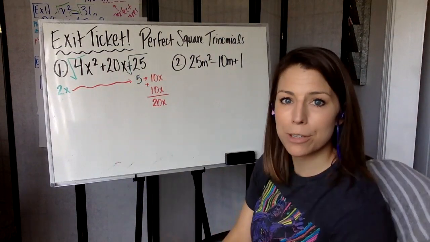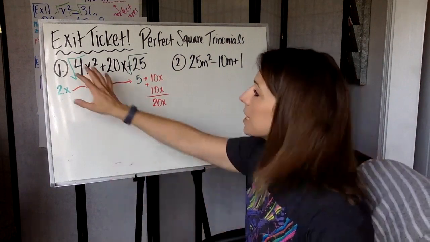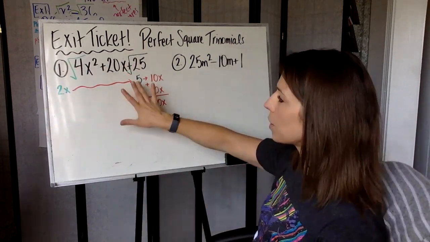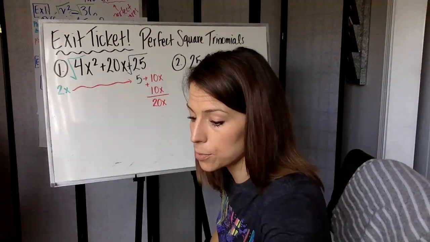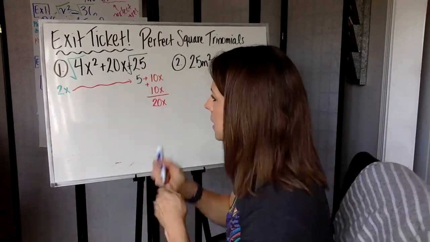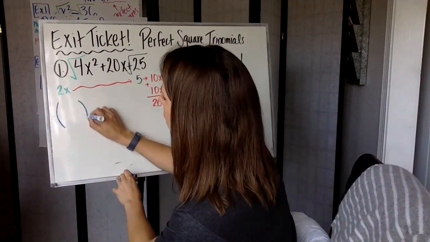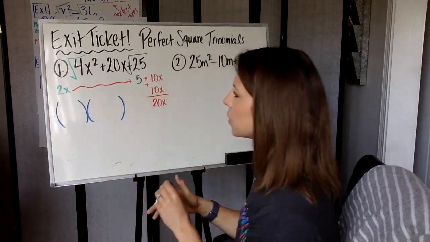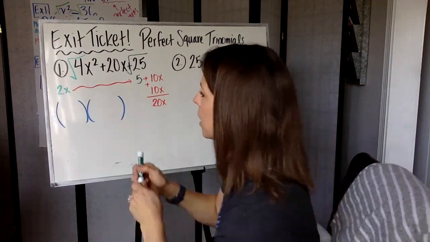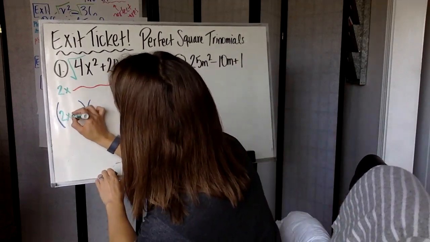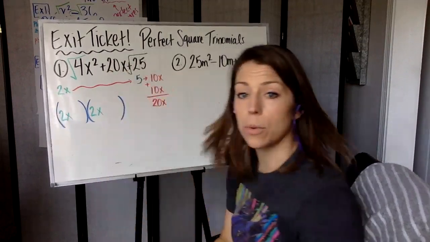So is this a perfect square trinomial? Yeah, it is. Because the square root of the first term times the square root of the last term has a sum of the middle term. All right, well in that case, we know what to do now. All we do is set up our final answer. Binomial times a binomial. So what was the square root of the first term? The square root of the first term was 2x. So we know the first term in our answer is going to be 2x.